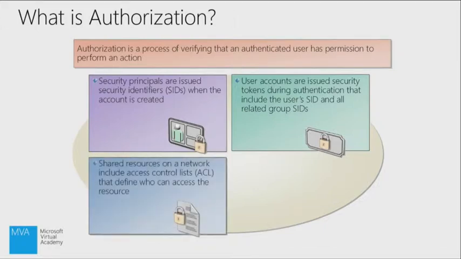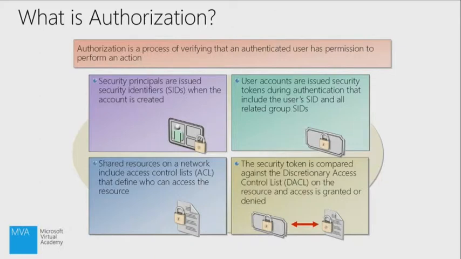Shared resources on a network include access control lists that define who can access the resource. We're going to branch off here in just a moment and talk a little more about access control lists. The security token I've been issued, which has my SID and the SIDs of my groups in it, is compared against the access control list of that resource. In this case, it's called a discretionary access control list.